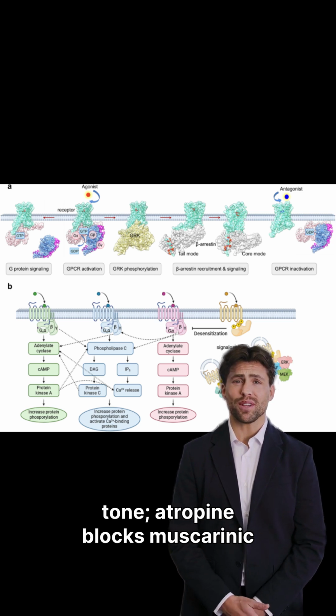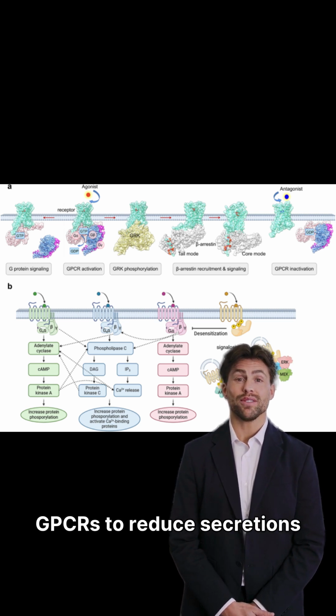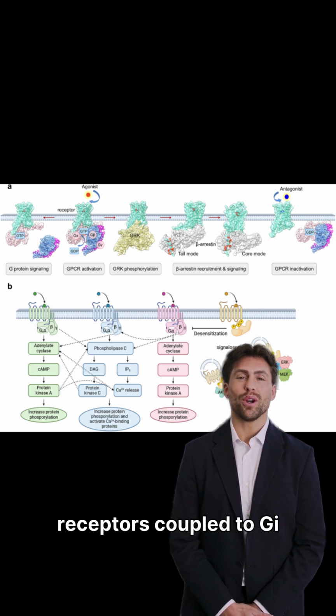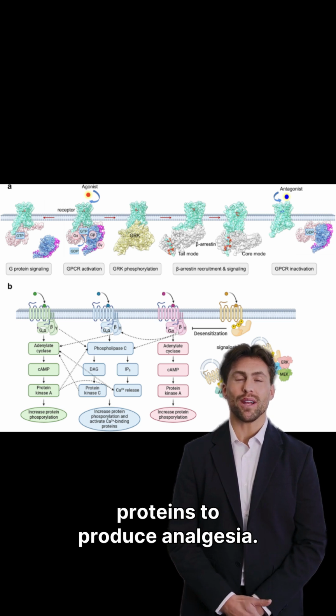Atropine blocks muscarinic GPCRs to reduce secretions and induce bronchodilation. And morphine acts on mu-opioid receptors coupled to Gi proteins to produce analgesia.